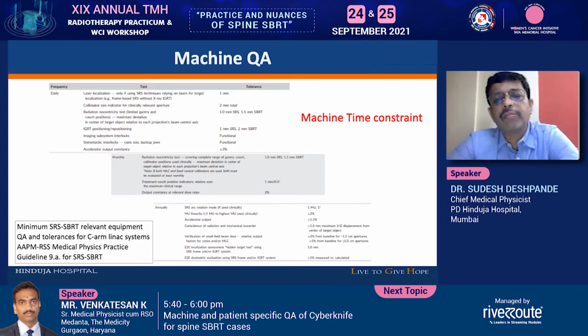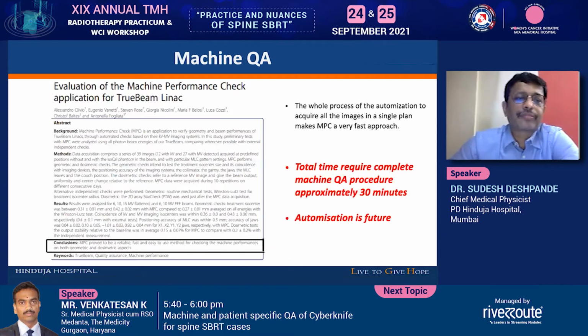So machine time is always constrained. Now how do we overcome this problem? One thing is that some institutes have recently got the TrueBeam machine from Varian Medical Systems. They have the option of Machine Performance Check. So what is this Machine Performance Check?